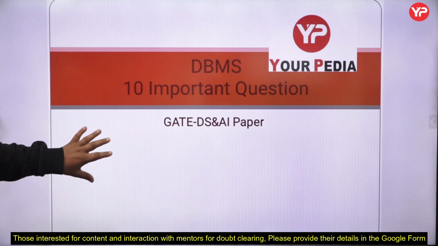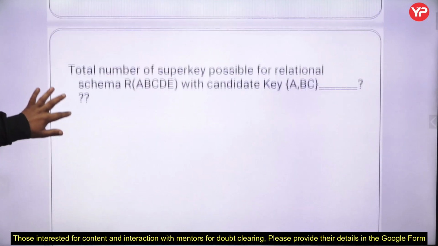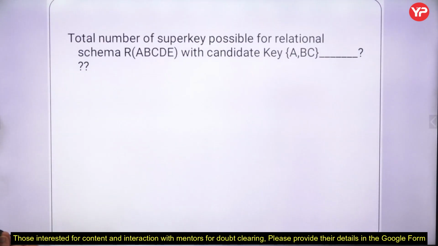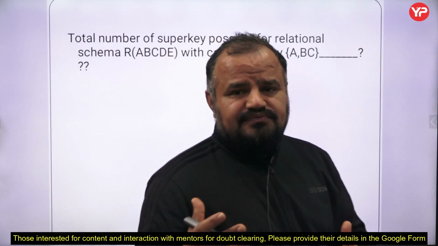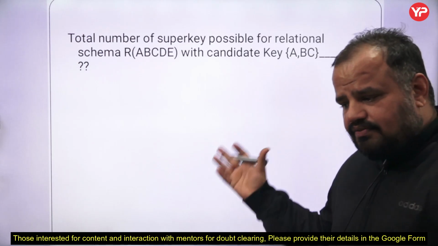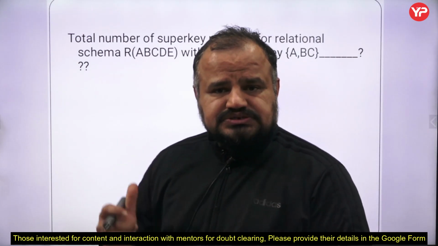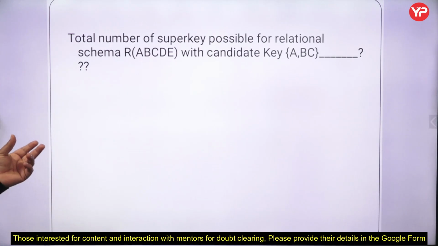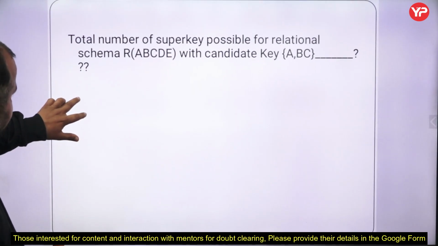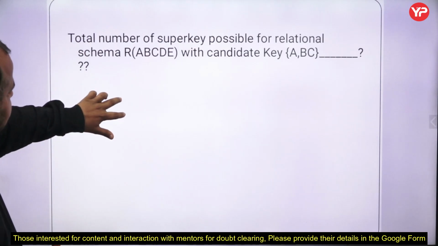Moving ahead, my dear students, the first problem is: total number of super keys possible for a relational schema. I am trying to take a question from each and every topic in this video and in the next video also. So the first problem is, we have to find the total number of super keys. We know how to find the total number of super keys.